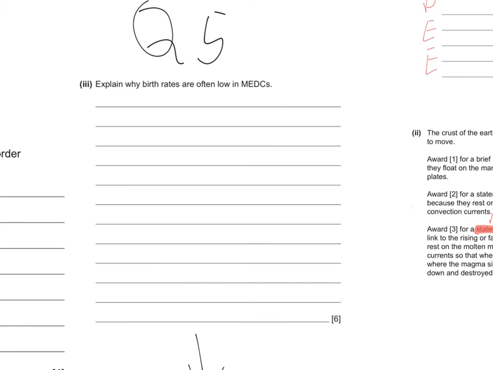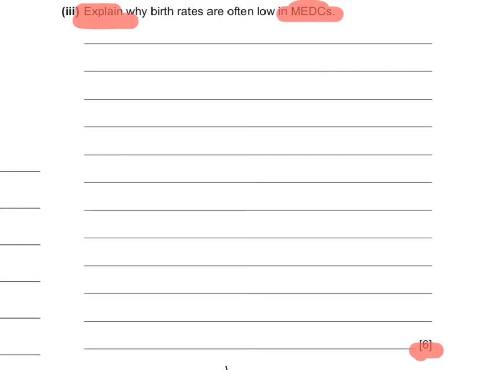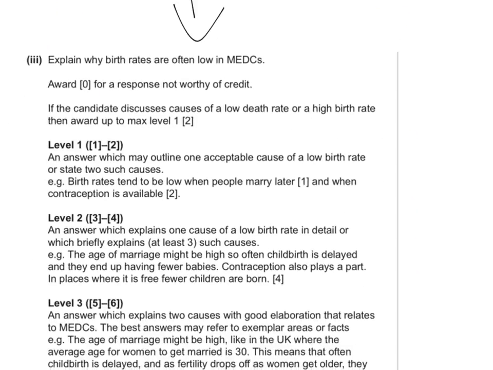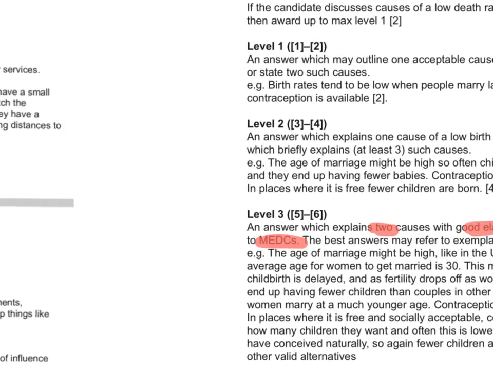Here's our 6 mark question. Explains the command word. Birth rates are often low in MEDCs, and we can see here 6 marks. So if we think about what we've talked about in our prep, point, explain, expand, number 1, and then point, explain, expand, number 2 to get your 6 marks. Pause the video, have a go at the question. Here's the mark scheme. So an answer which explains 2 causes with good elaboration that relates to MEDCs. So once again, 2 causes, point, explain, expand. Example answers are there so you can check your answer that you've come up with.